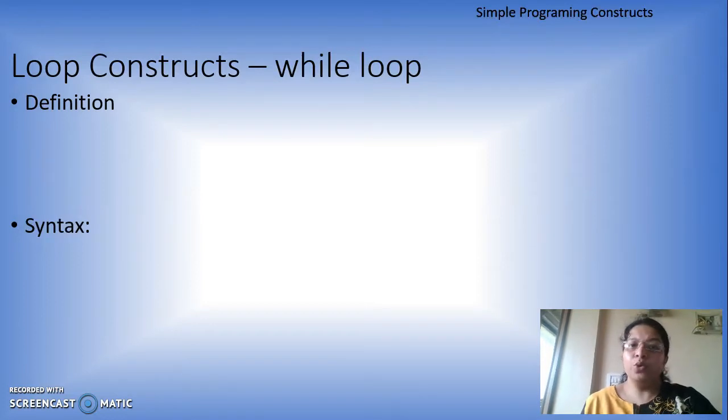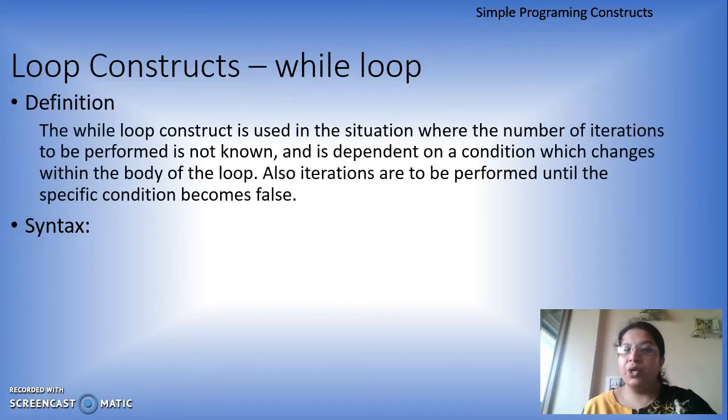Now coming to loop constructs, that is, the while loop. When do we use a while loop? Where the number of iterations to be performed is not known. We make the changes as per the input we get from the user. Also, the iterations are to be performed until the specific condition becomes false.